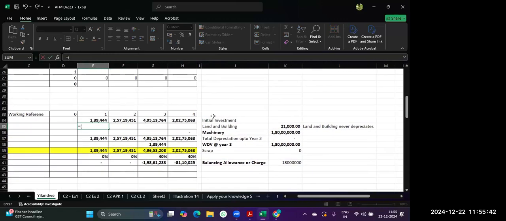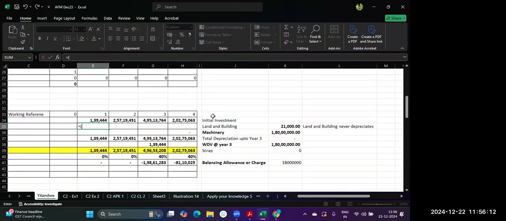If it's in percentage, are we going to take it like on WDV? No. When they say percentage and they say SLM, that means a fixed percentage every year on the principal. So in 4 years, it will be 0. Understood? So we're taking depreciation on machinery, but not on land. Yes, sir, because land is not depreciated.